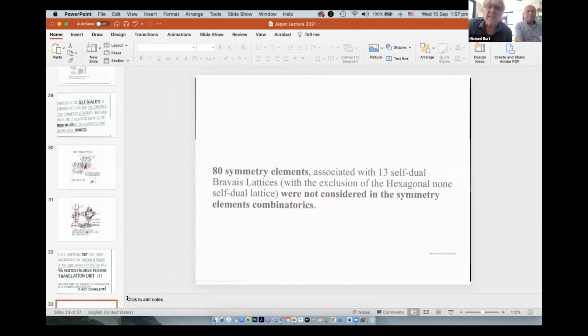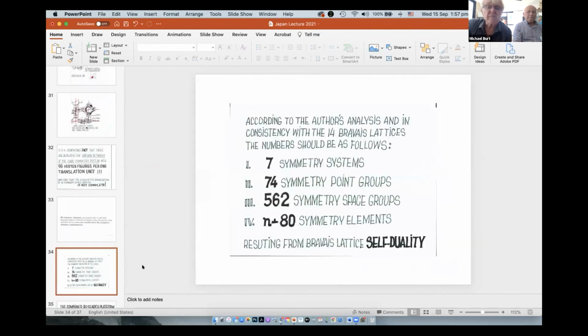80 symmetry elements associated with certain self-dual Bravais lattices, with the exclusion of the hexagonal one, a non-self-dual lattice, were not considered in the symmetry elements combinatorics. And here I cut the way short. According to the author's analysis and in consistency with the 14 Bravais lattices, the numbers should be as follows.